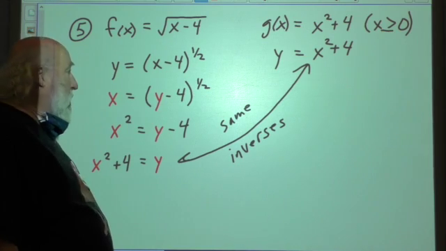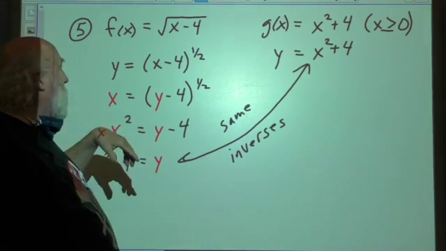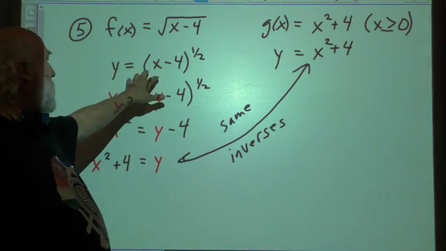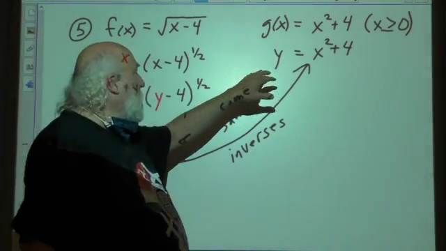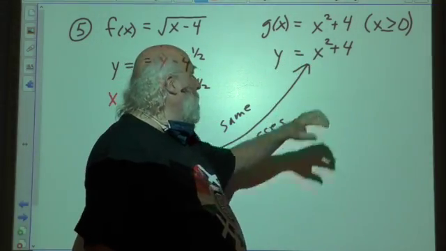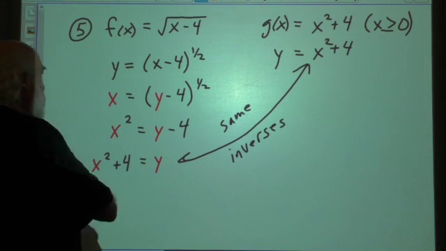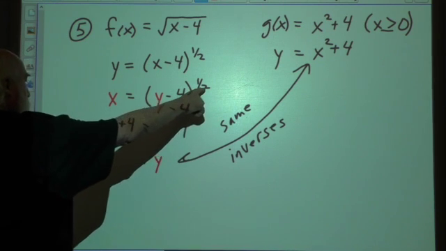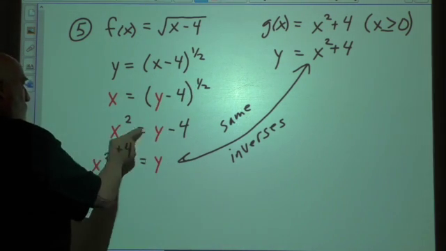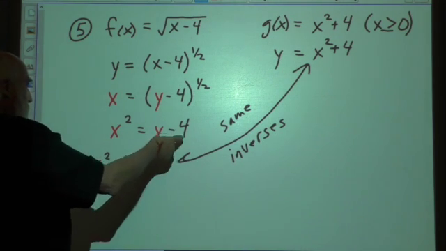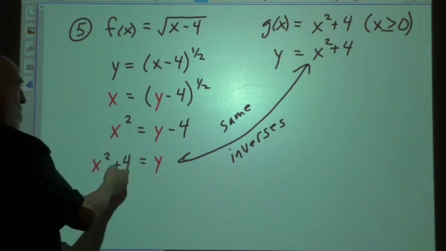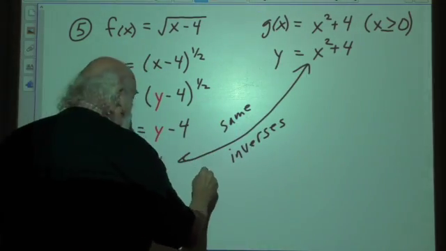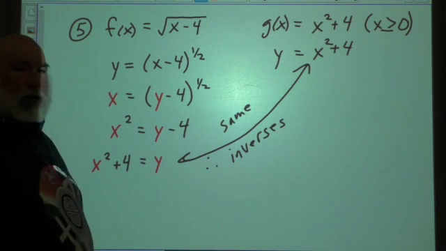Number 5. Again, I went back to the other way here. I rewrote this in terms of y here. y equals (x minus 4) to the 1/2 power. And I rewrote this as y equals x squared plus 4. And then I switched the x and y around, which is why I used the red pen there. And I got rid of the square root by squaring both sides. So that's x squared equals y minus 4. To get y by itself, I add 4. So y equals x squared plus 4. That is exactly what I get over here. They're the same. Therefore, they are inverses.